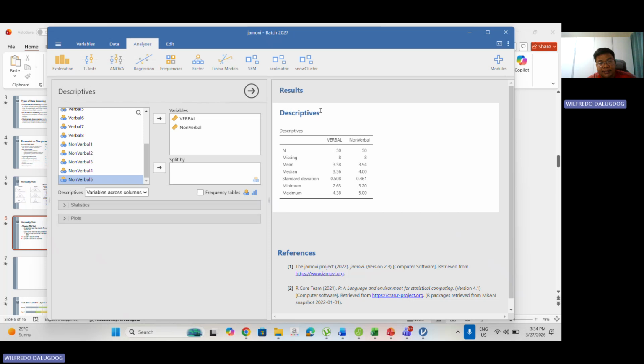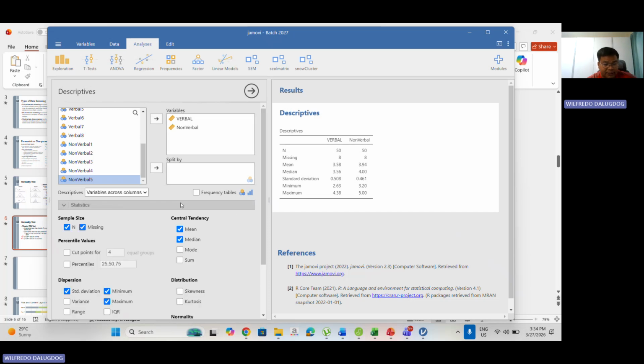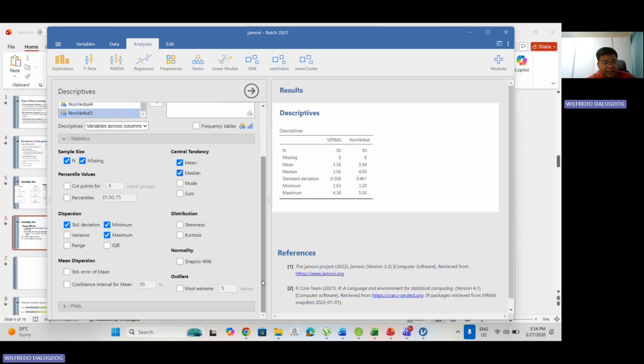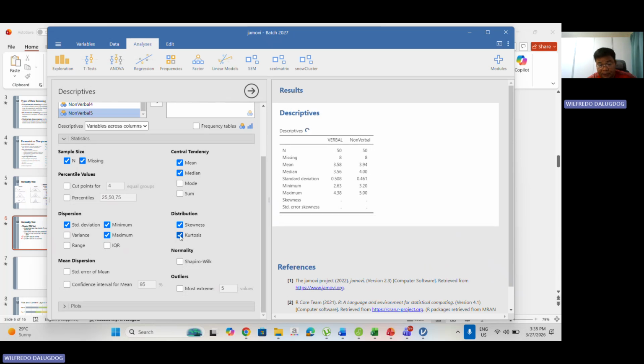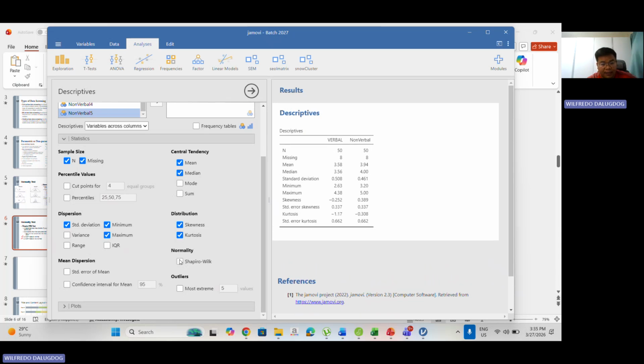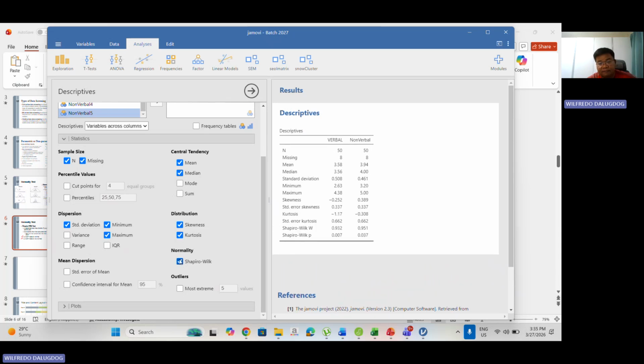As you can see, this is the descriptive: the number of 50 responses, the missing data, the mean, the median, the standard deviation, the minimum, maximum, for verbal and non-verbal. This is a default menu, so that's why it reflects here. Then I click the distribution using skewness and kurtosis, and then normality, which is Shapiro-Wilk.